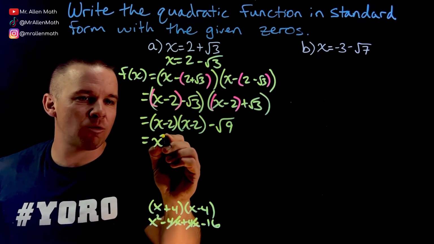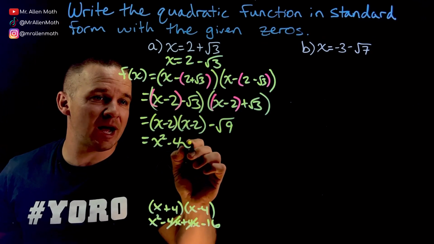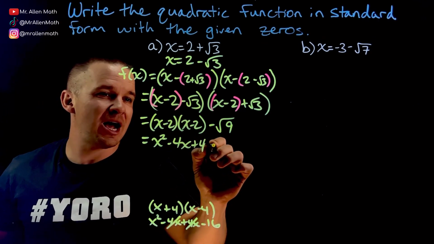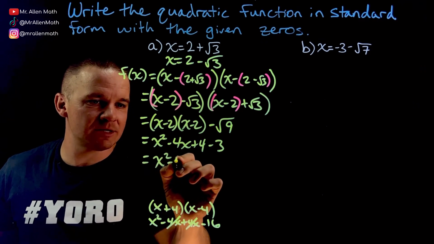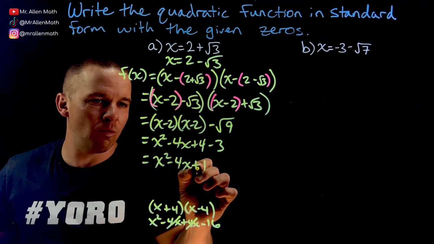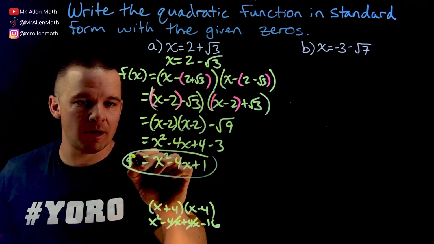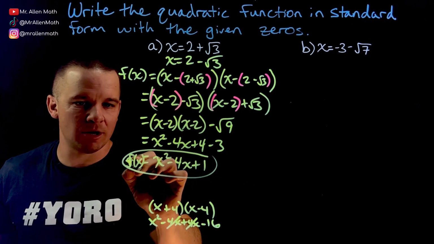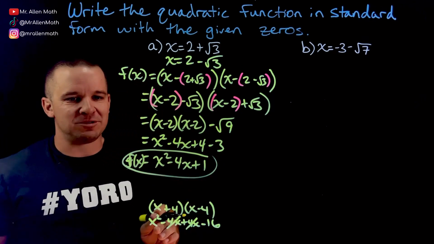I got x squared, and then we have negative 2x and negative 2x. That's negative 4x plus 4, and then we have minus 3, and here we are, x squared minus 4x plus 1. Boom, diggity, f of x. There we go. Beautiful.